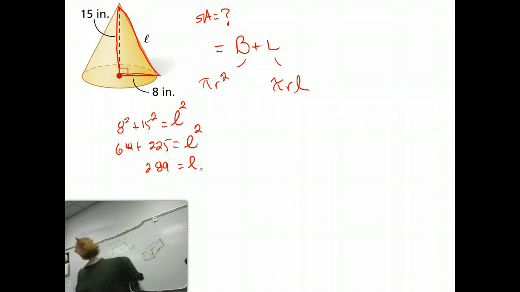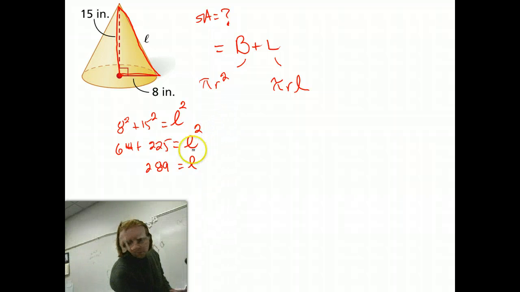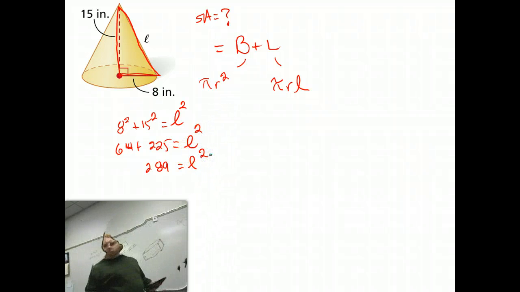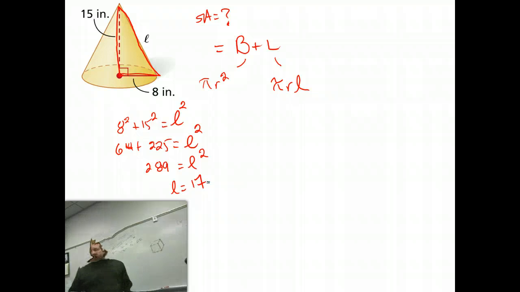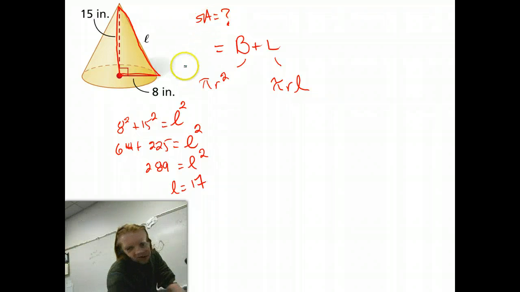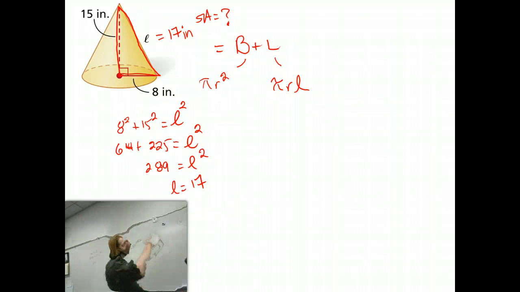I don't think that works out to be anything neat. Might. Let's see. Yeah, it's 17. Oh, cool. Nice of them to give us a Pythagorean triple. So that means that this height along the side must be 17 inches. Now I can go ahead and actually come up with the surface area.